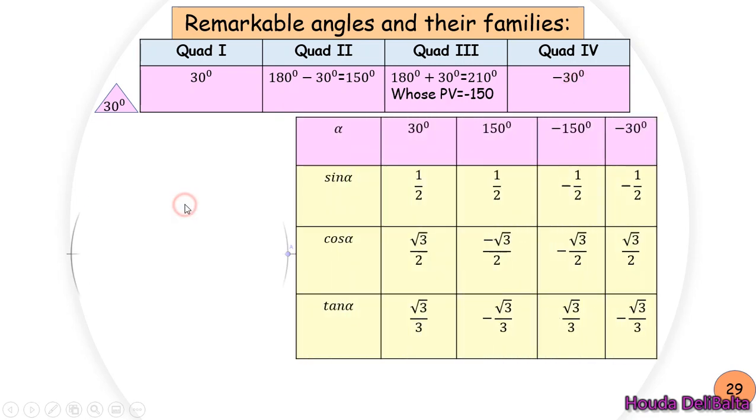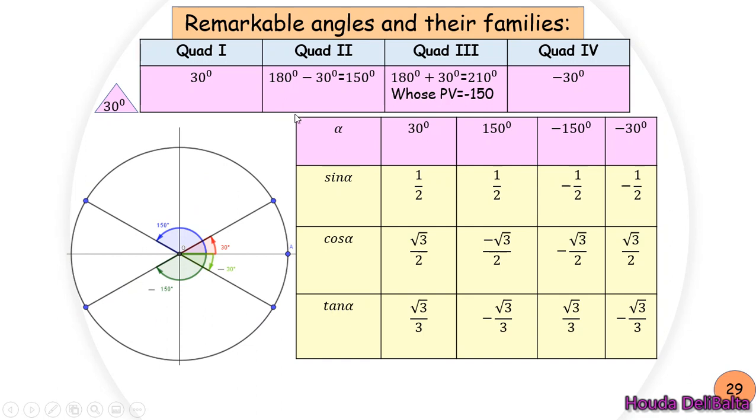Here is a table referring to this circle, and this table includes the sine, the cosine, and the tangent of the angle and the member of its family. Sine of 30 is half, cosine of 30 is radical 3 over 2, and tangent of 30 is radical 3 over 3. We've proved that using the semi-equilateral triangle and so on.